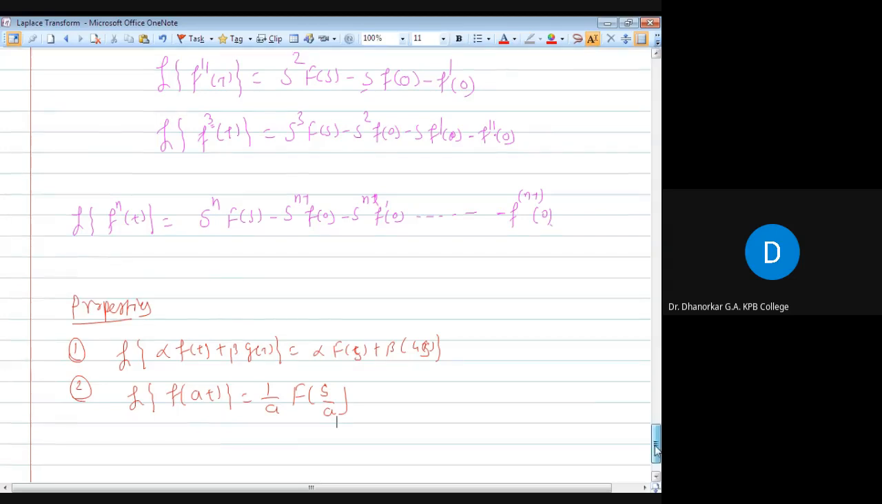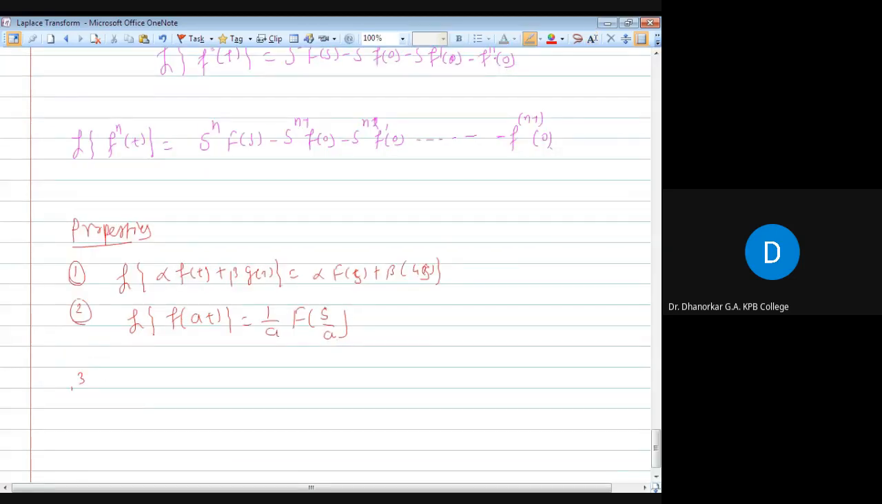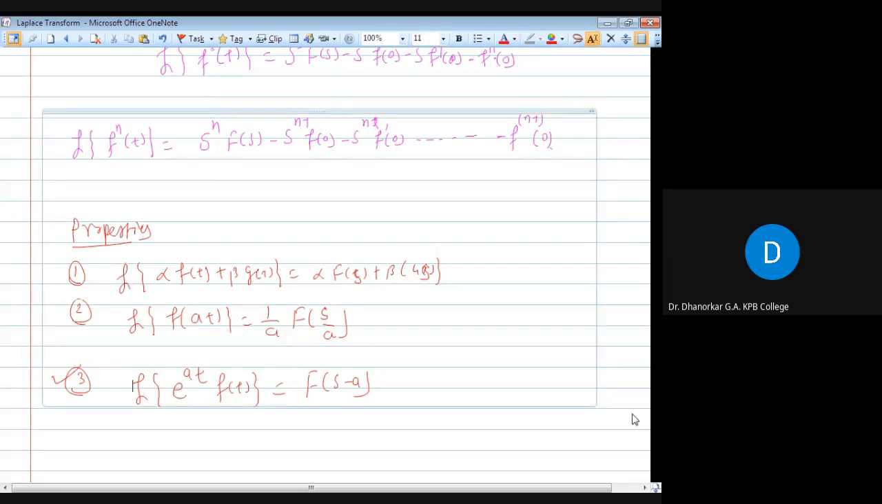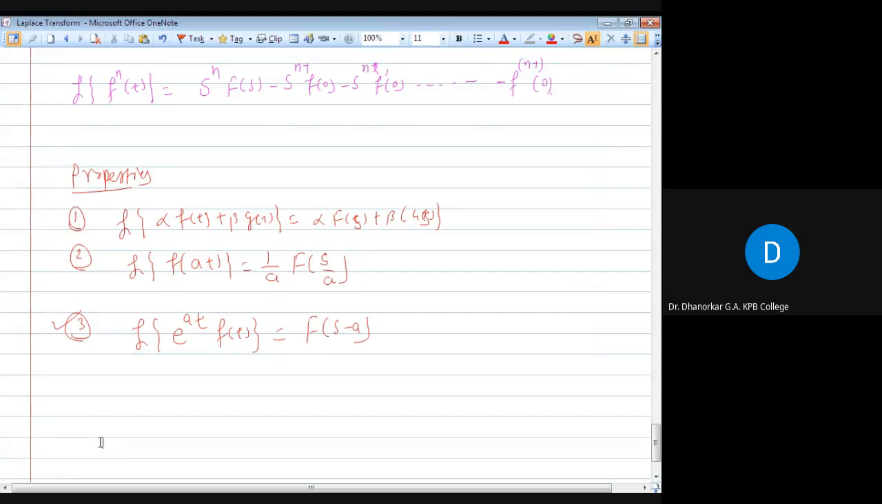The next is the shifting property. The Laplace transform of e raised to power at times this function is equal to F of s minus a. Remember this property. This is very useful. Next one, multiplying by t. If we are multiplying by t, the Laplace transform of t raised to power n into f of t is minus 1 raised to power n, d n by d s n, the derivative n times.